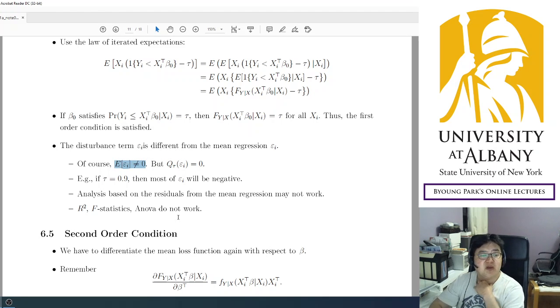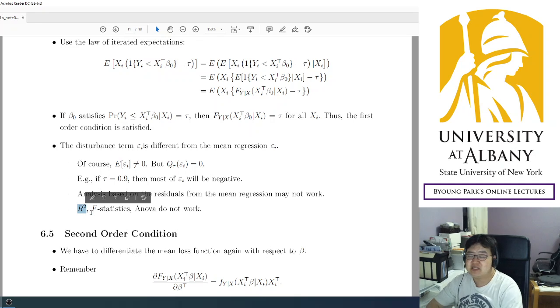It does not hold. And similarly, many analyses based on the residuals do not work either, like R squared, F statistics, ANOVA, analysis of variance. Even though I did not teach this, they don't work. However, we may define something similar to them in a similar idea, but they cannot be used in the same way. You have to modify them. Without modification, R squared or F statistic is not valid anymore.